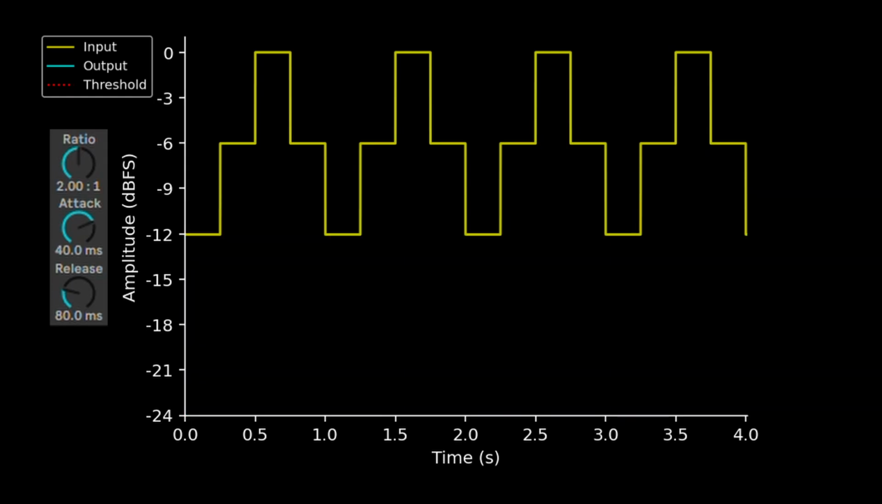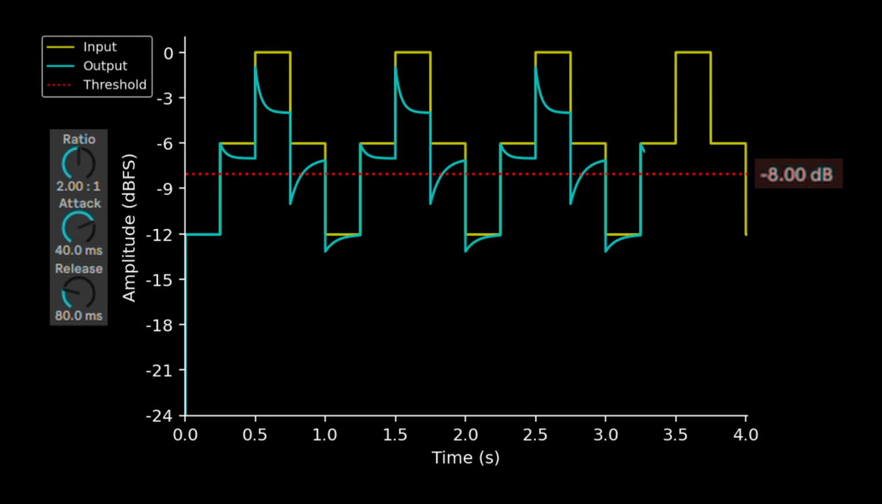If we set our threshold to -8 dB, the output signal looks similar, with attack and release occurring whenever the signal changes. Even though our -12 dB part of the input is below the threshold and thus requires no gain reduction, release is engaged because the previous part of the input signal at -6 dB does require gain reduction, so there is a change in gain reduction here that necessitates the release curve.